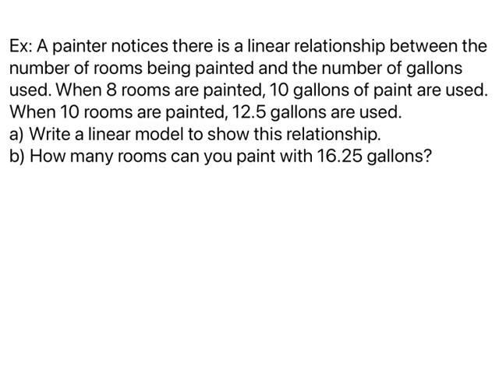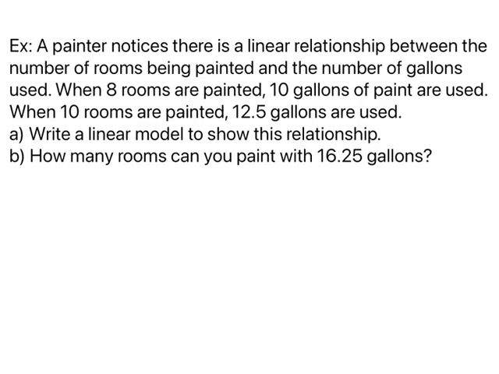Okay, let's look at another one. A painter notices there is a linear relationship between the number of rooms being painted and the number of gallons used. When 8 rooms are painted, 10 gallons of paint are used. When 10 rooms are painted, 12.5 gallons are used. Write a linear model to show this relationship. Now, this is a little more tricky because we don't have an initial value. We don't have a rate of change. So we need to find it.